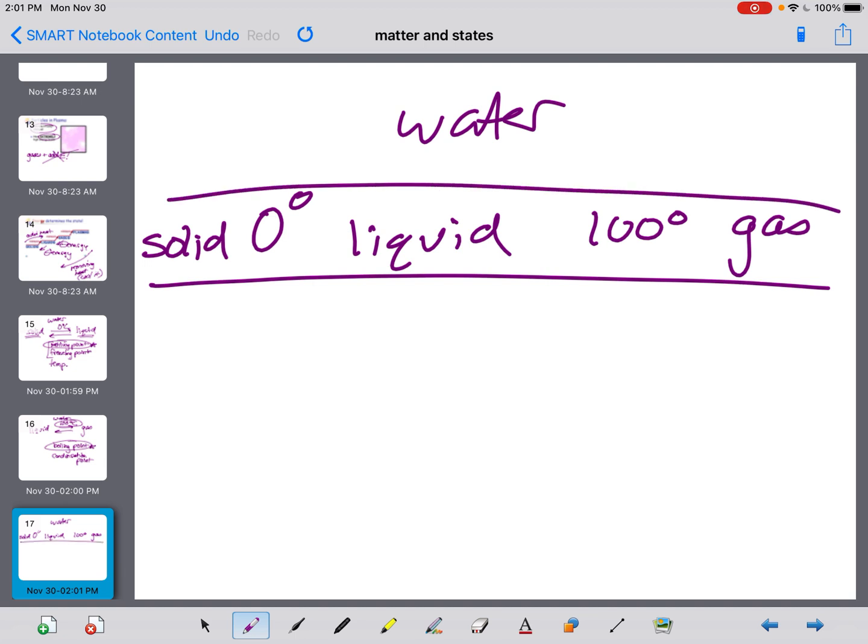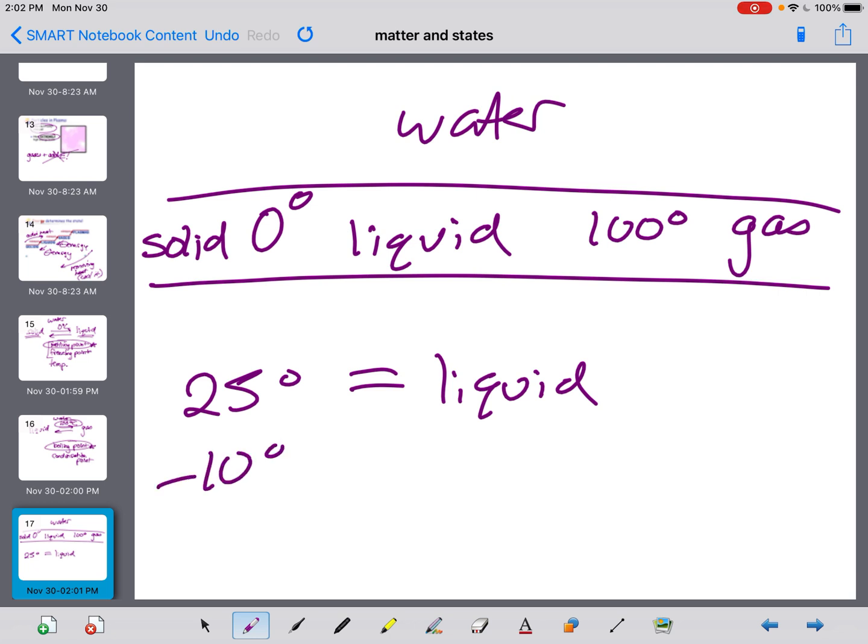So what that means is if you're given a temperature, you should be able to predict what the state of matter is. For example, at 25 degrees Celsius, water is in between the 0 and 100 mark, which means that this is going to be a liquid. If we had negative 10 degrees Celsius, we're below the 0 mark, so this would be a solid.